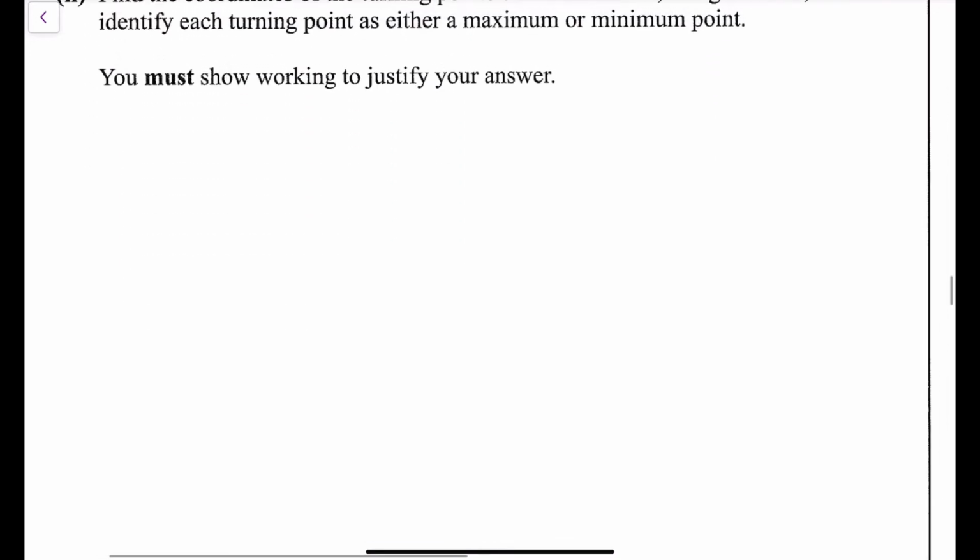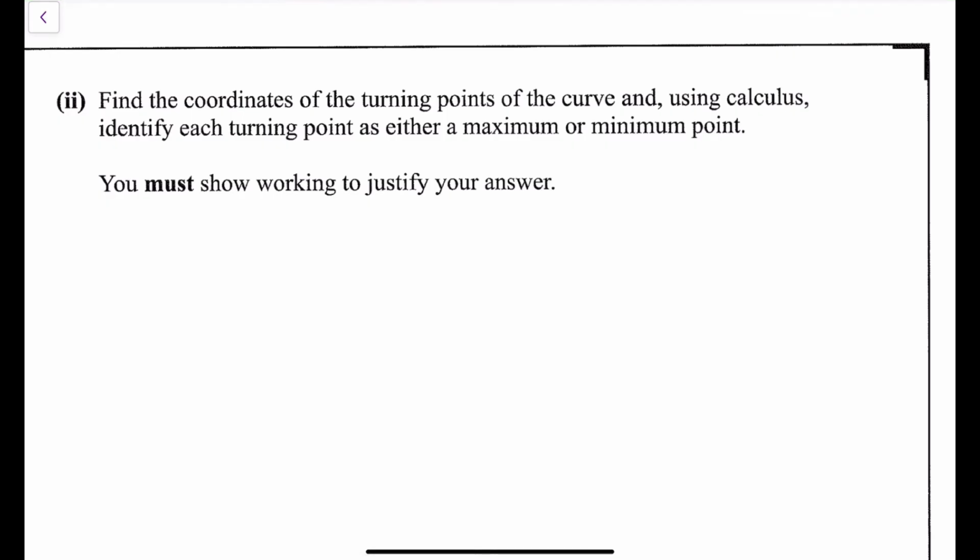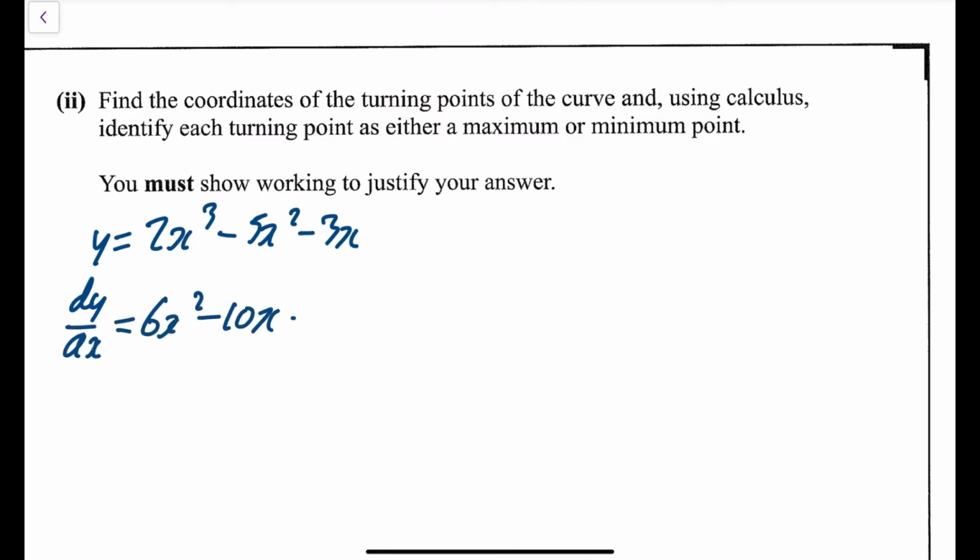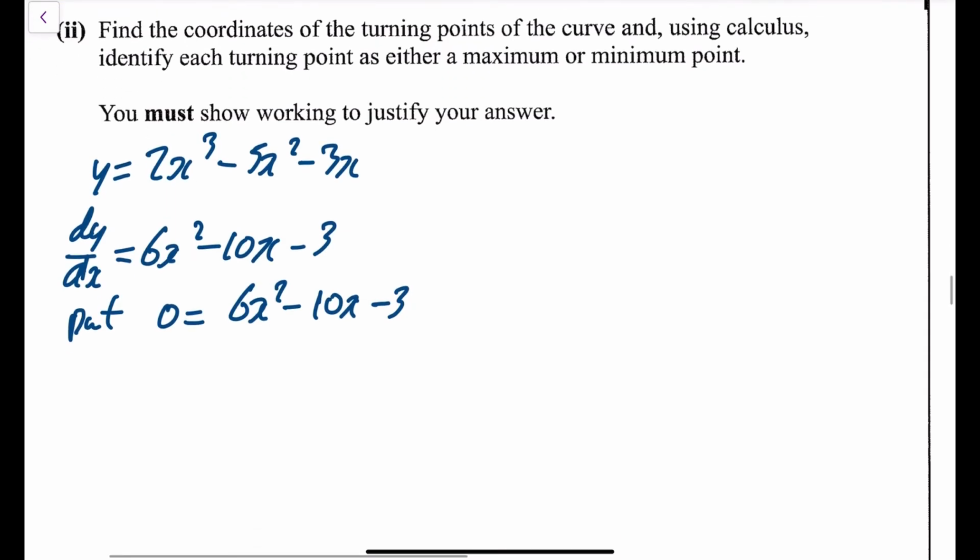Okay, find the, this is a long one. Find the coordinates of the turning points of the curve using calculus and identify each turning point as either a maximum or a minimum turning point. Okay, your y, first of all, was 2x cubed minus 5x squared minus 3x. Your dy by dx, differentiate that, you're going to get 6x squared minus 10x minus 3. To find a turning point, you put 0 equal to the gradient, because at a turning point, maximum or minimum or anything like that, your gradient is 0.